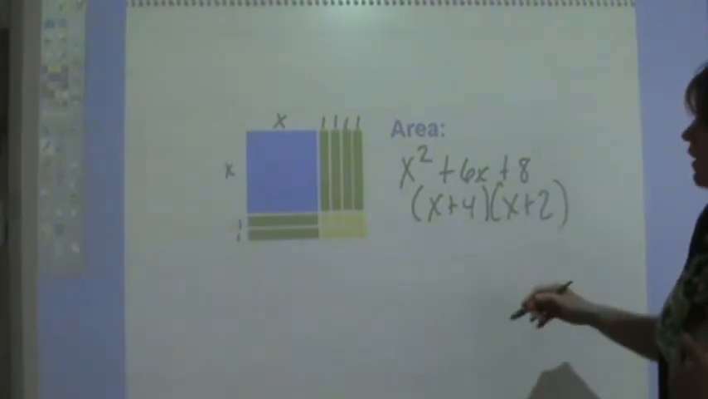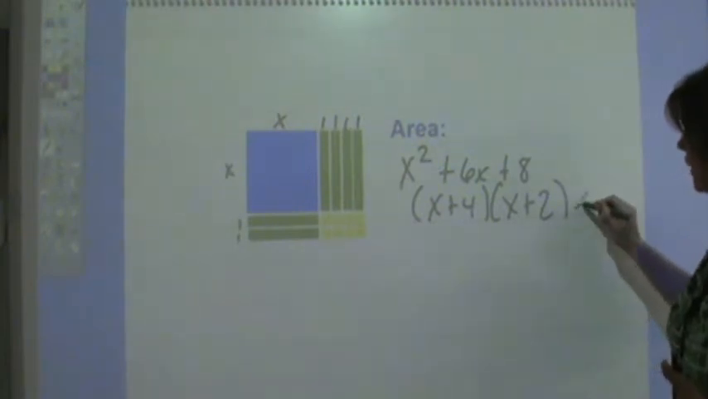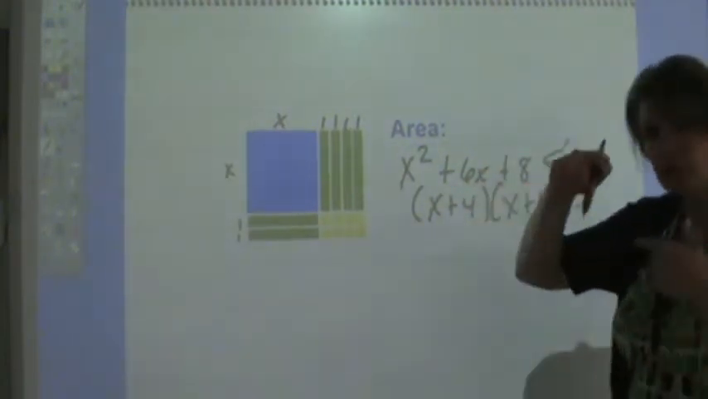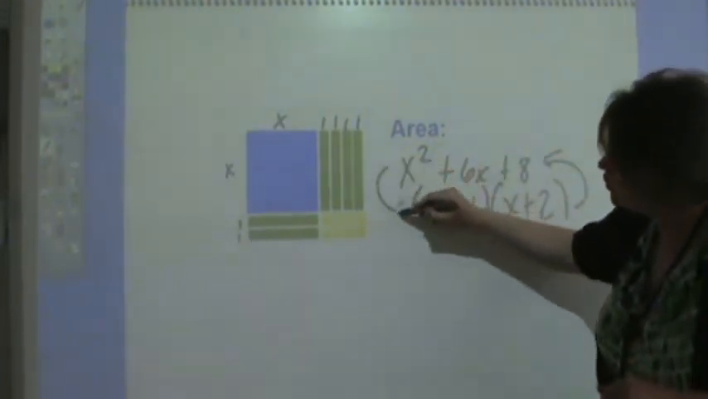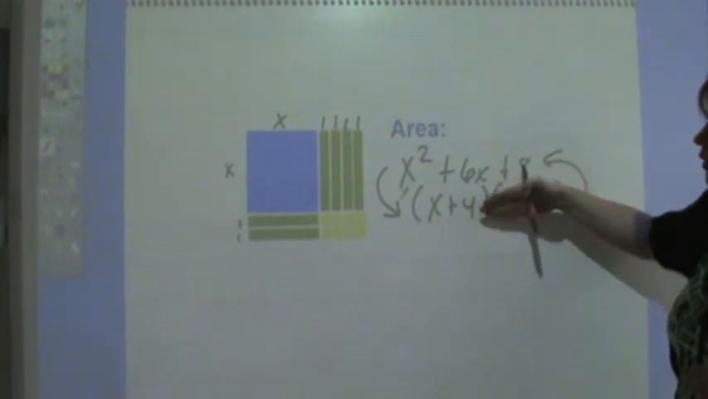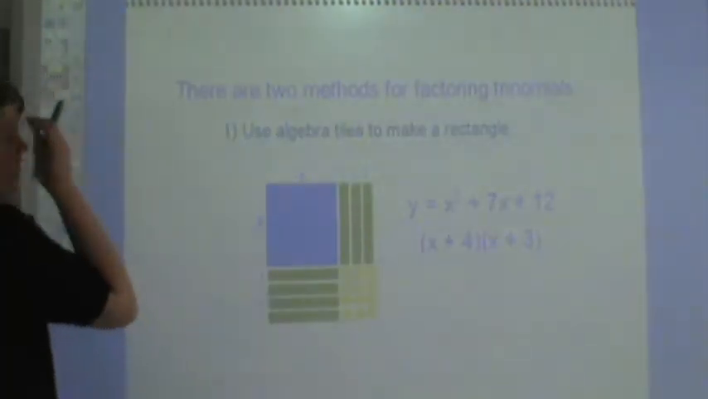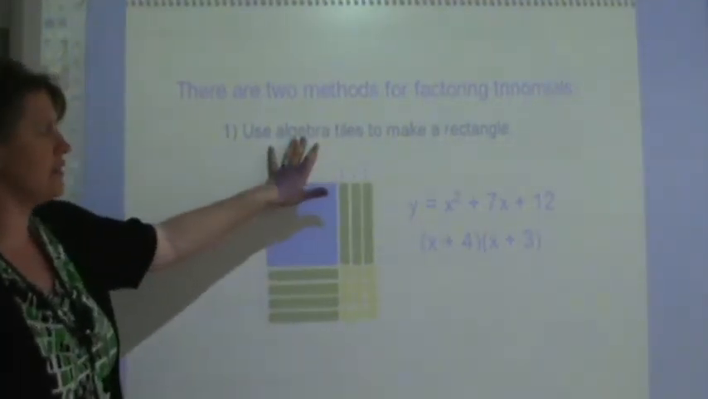And now we know how to, with FOIL or with just multiplying with the distributive property, we know that this equals this. All right? And today, because we know that they equal each other, now we're going to go from here to here. So we're going to learn how to factor it. All right? And there's two methods for doing that.